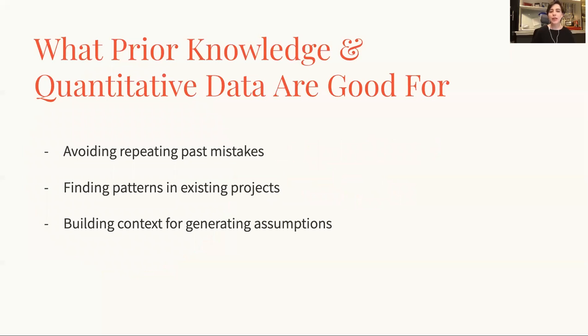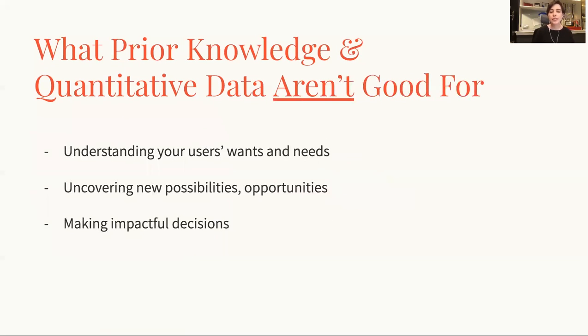Well, that doesn't mean we need to throw out all of our prior knowledge or quantitative data. Those can actually help us inform the work that we do. They're certainly good for helping us to avoid repeating past mistakes. They can help us find patterns in existing projects, and they can help build context for generating assumptions, which we'll talk more about shortly. But prior knowledge and quantitative data aren't good for everything. They can't help you understand your users' wants and needs. They will not be helpful in uncovering new possibilities and opportunities. And ultimately, they won't help our organizations make impactful decisions.